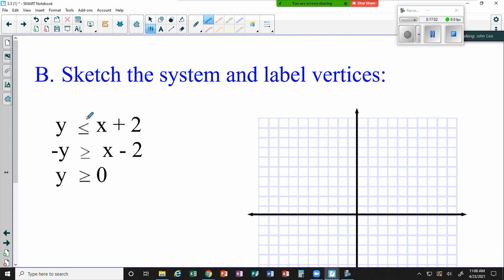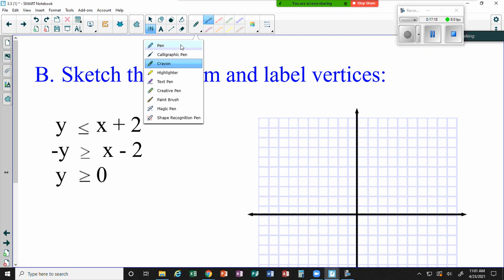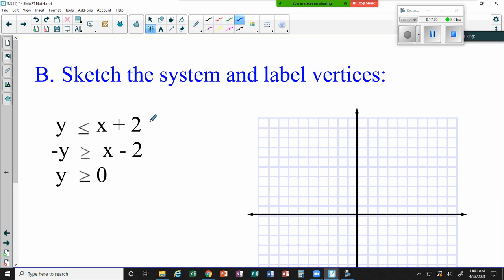Alright, now this is a system of 3 inequalities. So I've got to do the same thing. I've got to graph all 3, and then find out where those overlap. The first one I can go ahead and graph right away. I'll graph this one in blue.